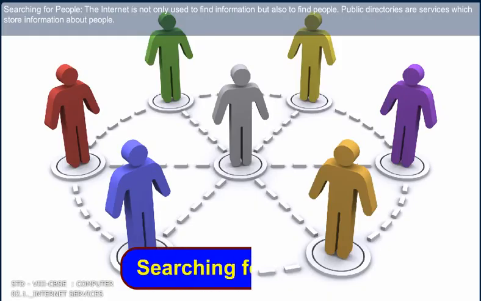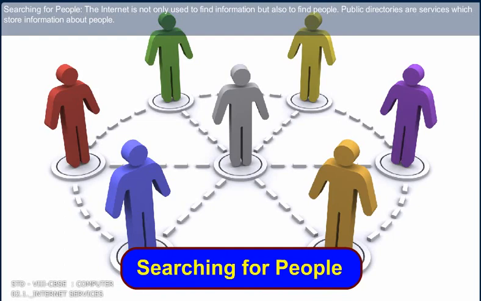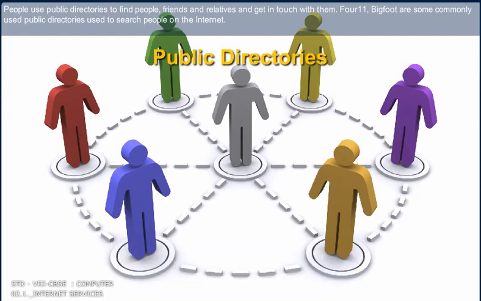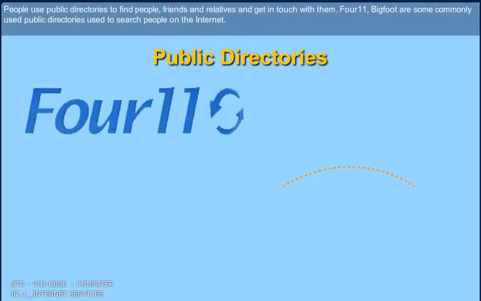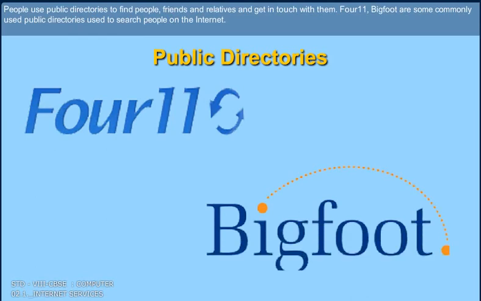Searching for people. The Internet is not only used to find information, but also to find people. Public directories are services which store information about people. People use public directories to find people, friends, and relatives and get in touch with them. 411, Bigfoot are some commonly used public directories used to search people on the Internet.